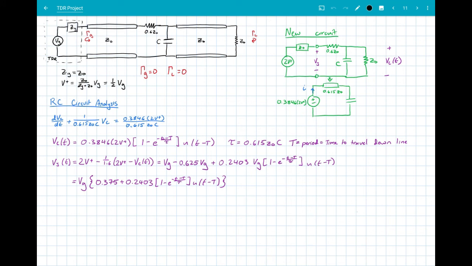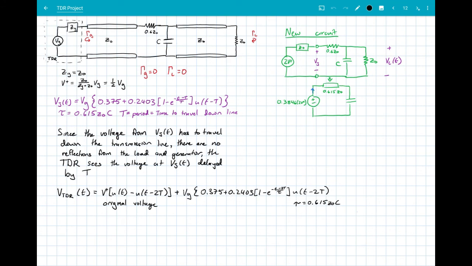For this next part, we're going to be looking at this junction. We're going to go back to our original new circuit and use this equation and plug it into our junction equation. In this step, we take the 2V plus and subtract in order to find the voltage at the junction. As we keep solving it out, we get this, and we're simplifying 2V plus to just Vg, since we know that V plus is just half Vg. The final result is we get this. So at the junction, depending on the time, we get this overall voltage.